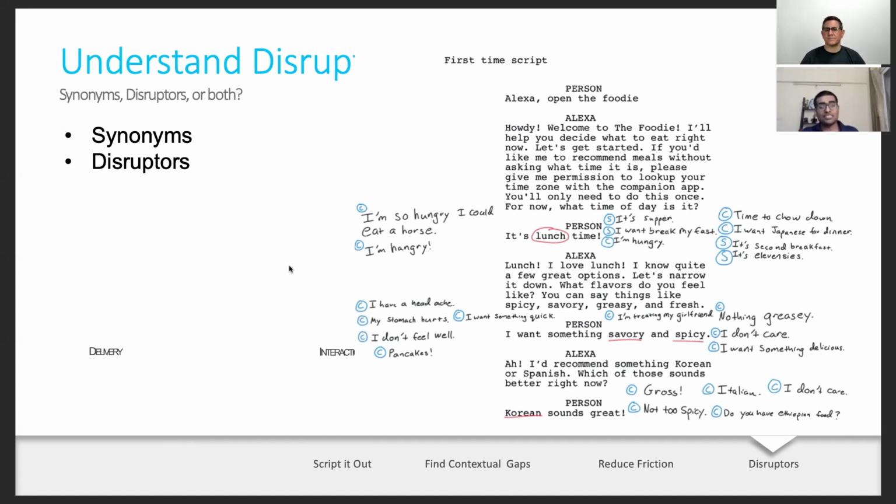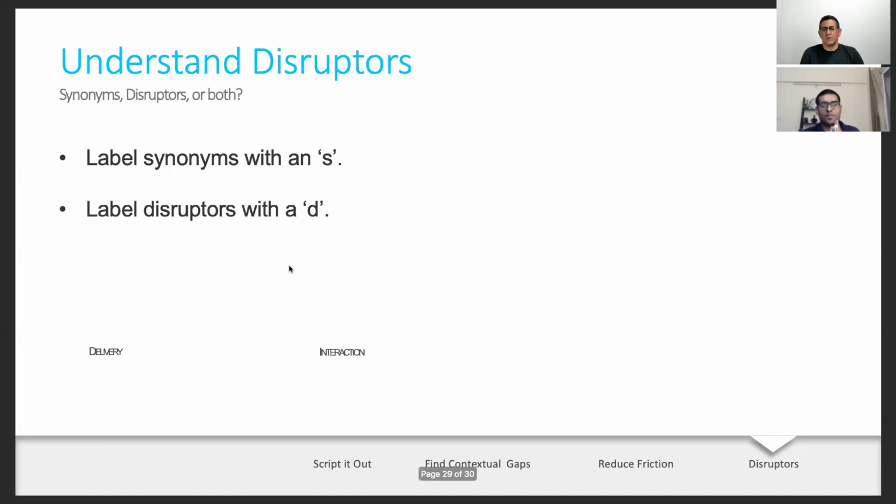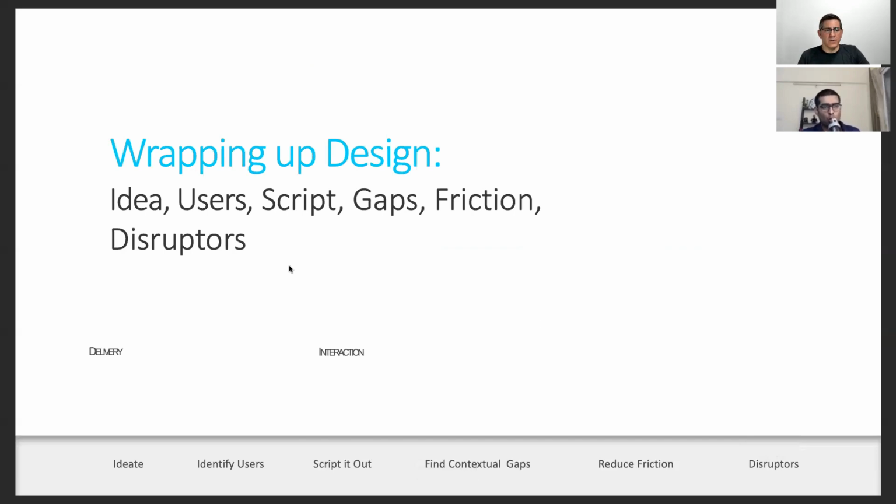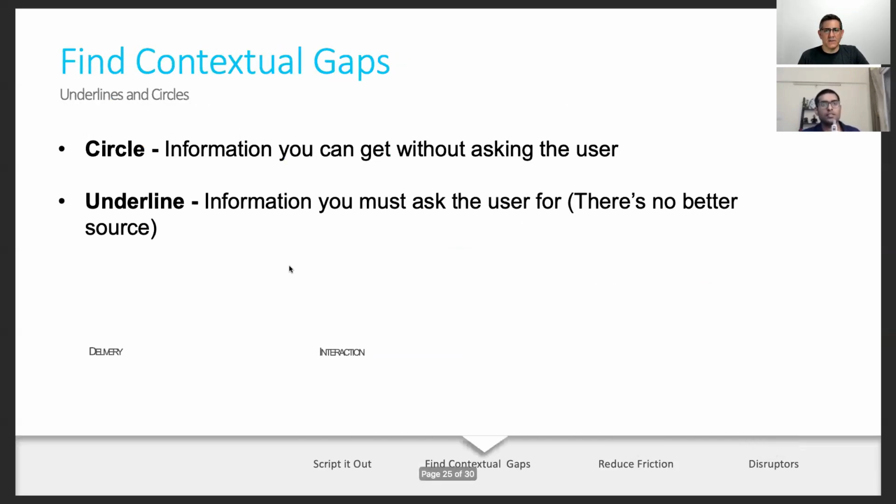This is something that has worked for me, and it's something that we do at Amazon. As skill builders, we highly recommend doing these kinds of exercises. On a regular basis, they take you to that point where you can really deliver a compelling experience to your users. So circle data that you could get without asking the user, and underline data that you have to prompt the user for. Exactly. That is one of the important things to do.